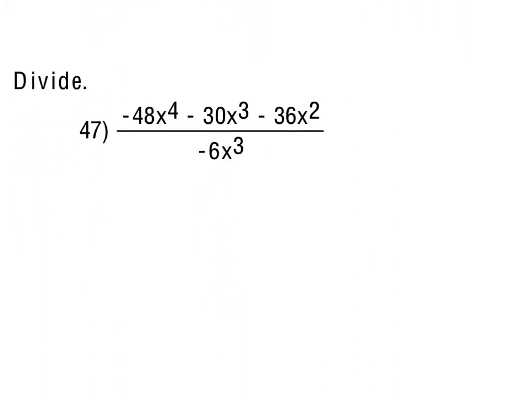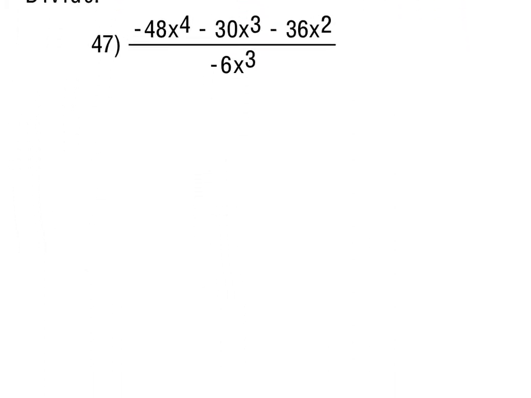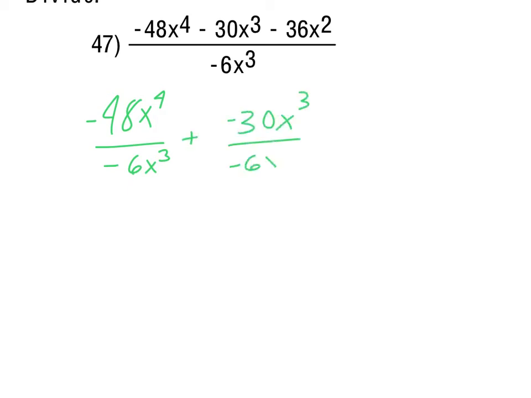Switching gears a little bit to division. Now with 47, we're dividing by just that monomial, so all we have to do is divide each of those terms individually by the negative 6x cubed. There are different ways you could deal with these negatives. I like this way, obviously that's why I'm doing it that way. So the negatives all cancel out here.